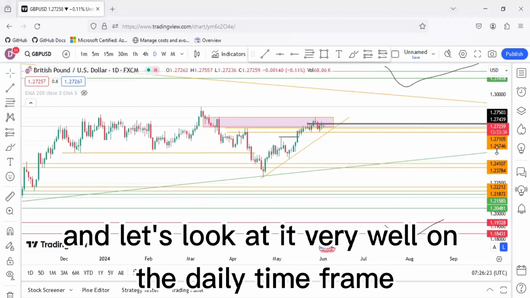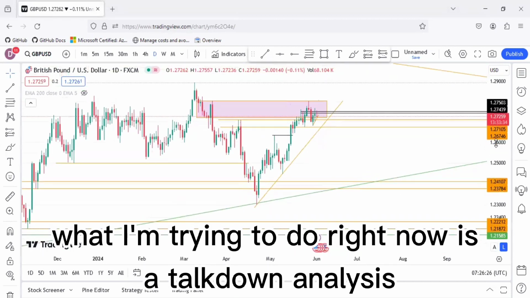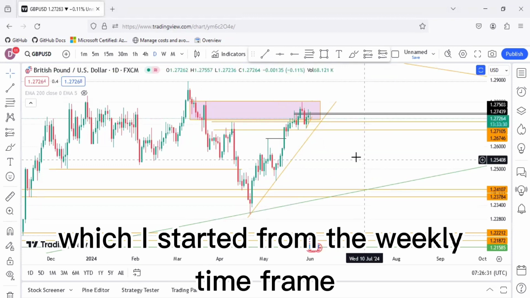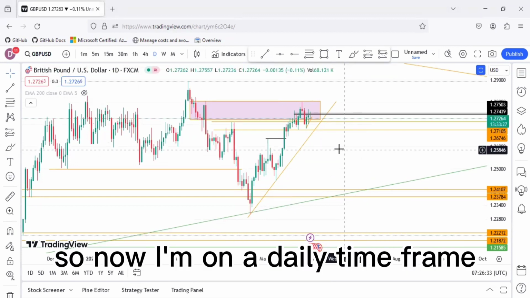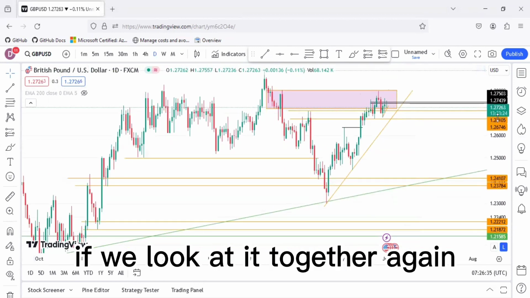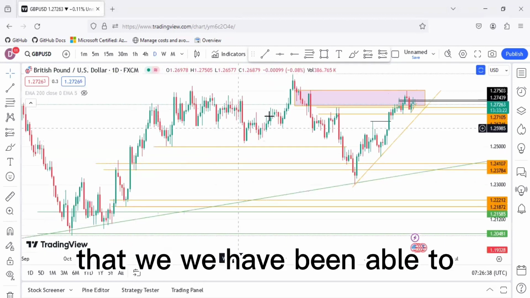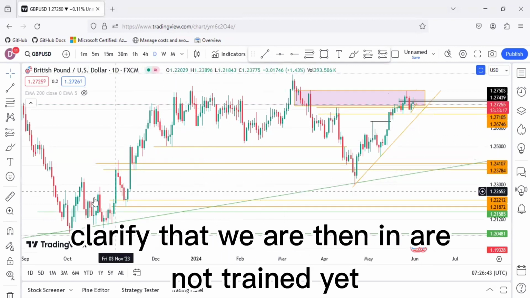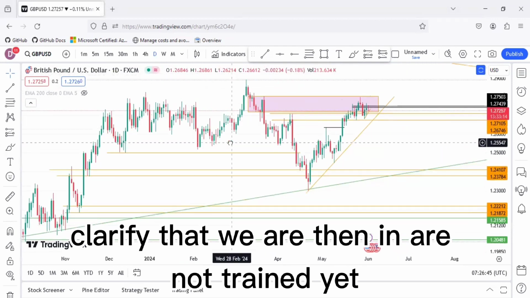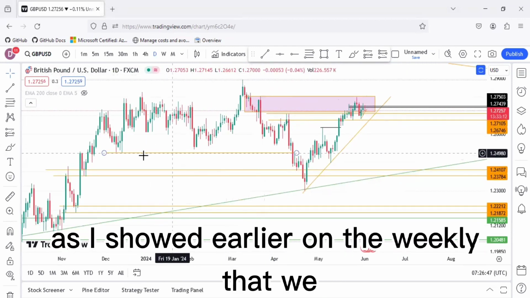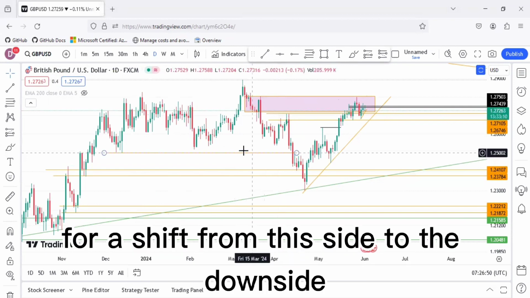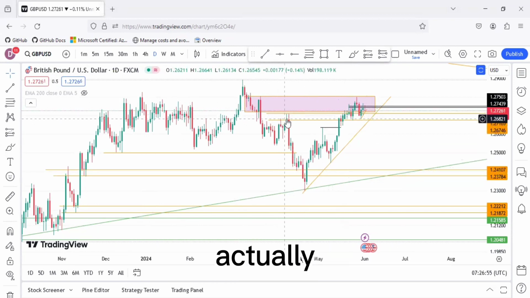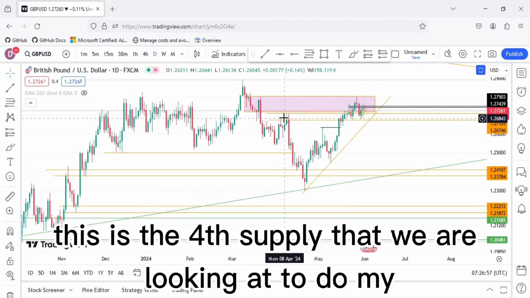And let's look at it very well on the daily time frame. What I'm trying to do right now is a top-down analysis, which I started from the weekly time frame. So now I'm on the daily time frame. If you look at the daily time frame, we have been able to clarify that we are in an uptrend here, and from here, as I showed earlier on the weekly, there is a shift to the downside, and this retracement, actually, this is the first supply that we are looking at.